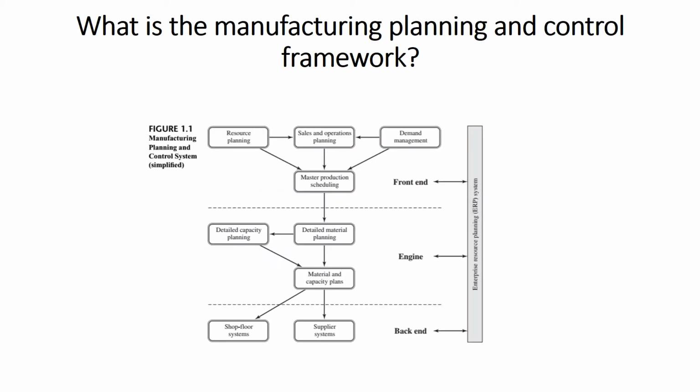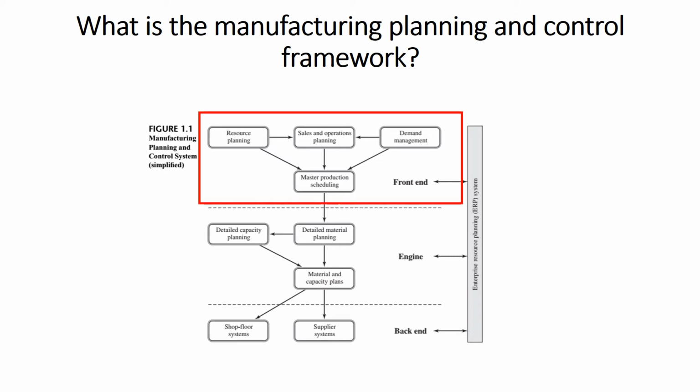Figure 1.1 is a schematic of the general MPC system that would be used within a firm for planning and controlling its manufacturing operations. The figure is divided into three parts or phases. The top third, or front end, is the set of activities and systems for overall direction setting. This phase establishes the overall company direction for manufacturing planning and control.